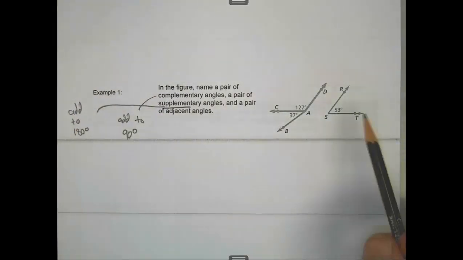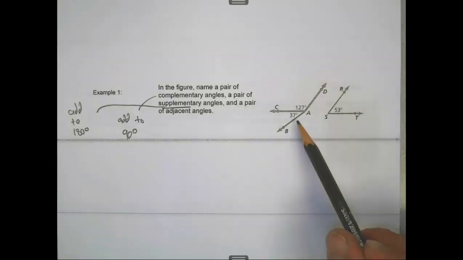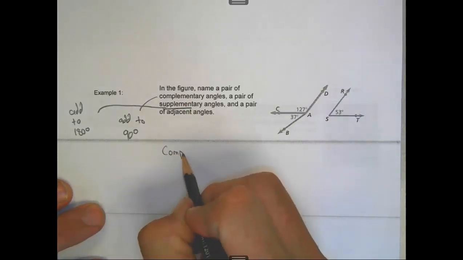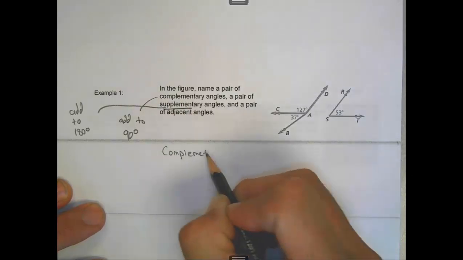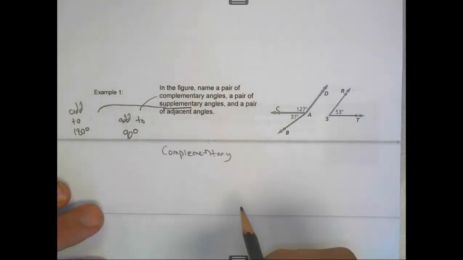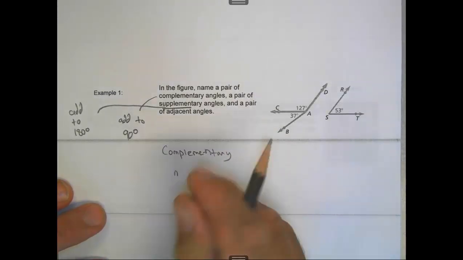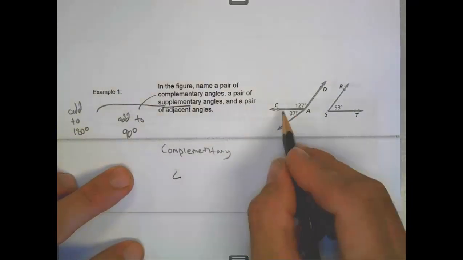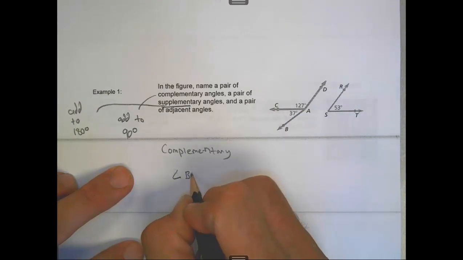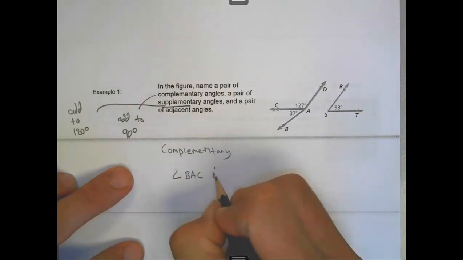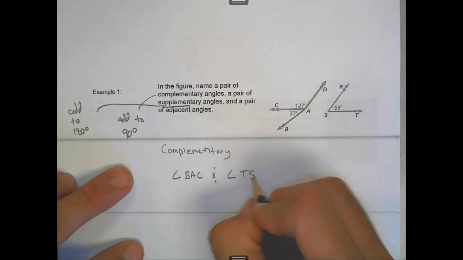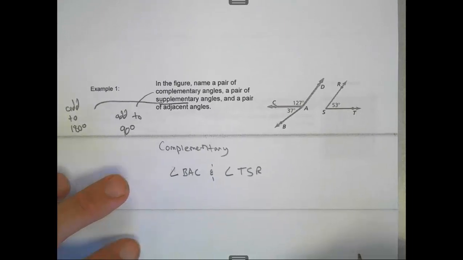All right, so let's look for a pair of complementary angles here. 53 plus 37 is going to be 90 degrees, so let's say that those are complementary. We're going to say angle BAC, you could say CAB as well. We learned how to name angles. And angle RST or TSR, doesn't matter. Those are complementary.